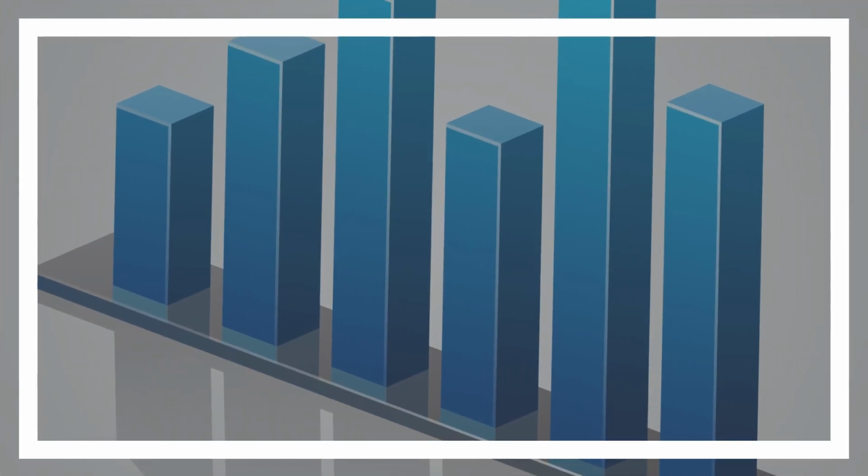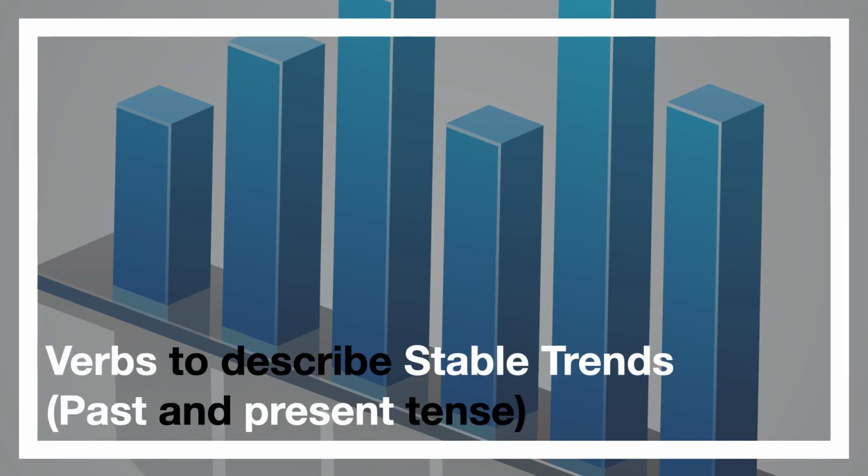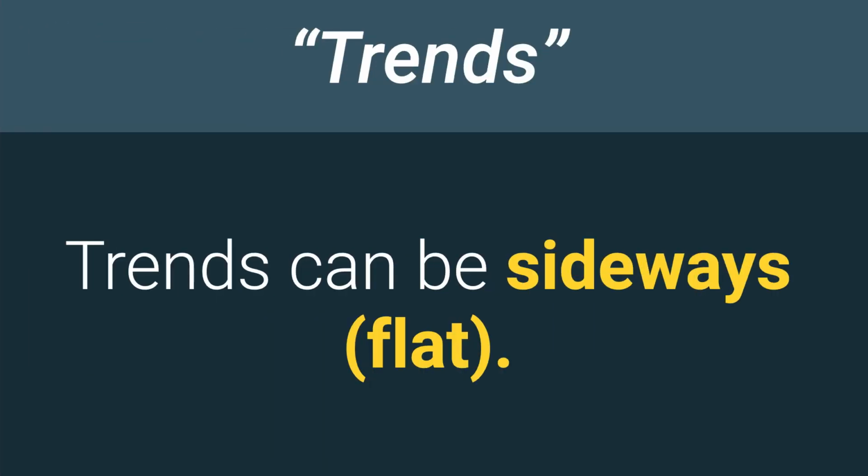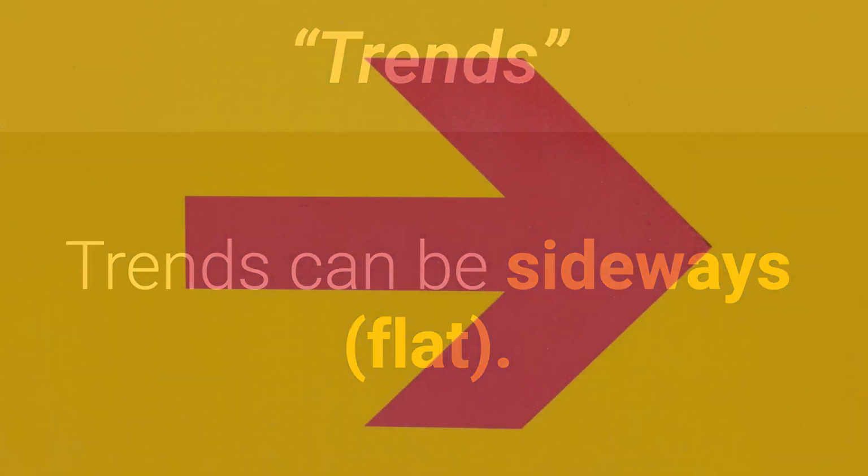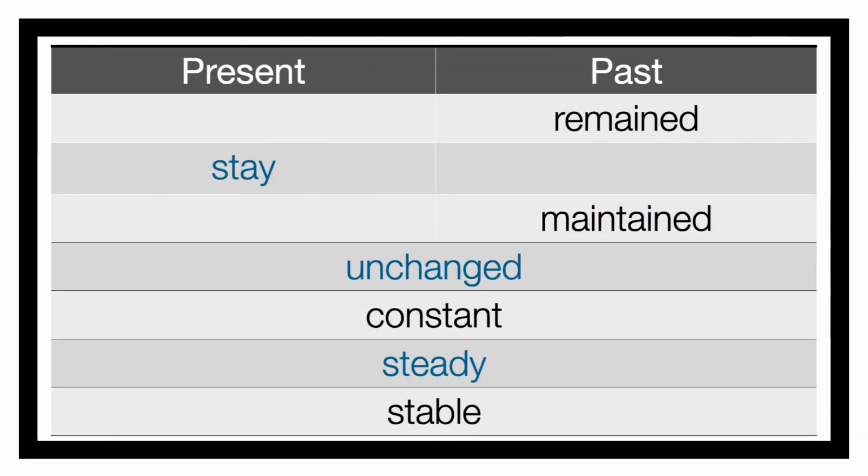We've looked in detail at the words and phrases for upward and downward trends. Let's now have a look at verbs to describe stable trends, past and present tense. And stable trends are usually sideways, flat. And here are the verbs we can use in stable trends. Remain, remained. Stay, stayed.